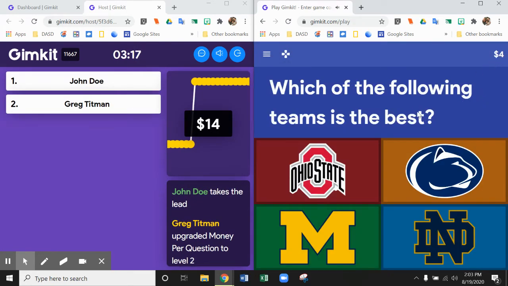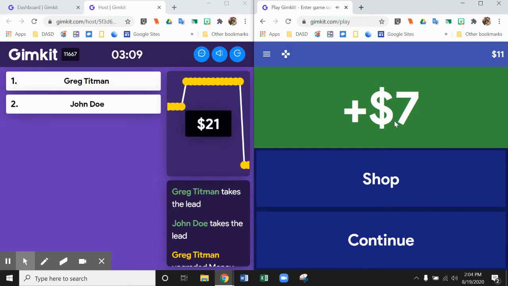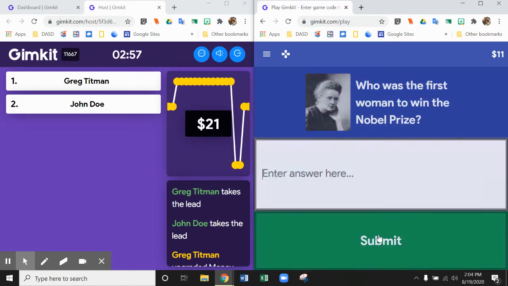But you'll notice this time when I answer the question correctly, which of the following teams is best? That's Penn State. Now I got $7. So it's kind of like a give and take. You have to spend money to make money, as they sort of say, right? So you have to spend the money you accrue to purchase those power-ups, but if you purchase them and use the money wisely, you can actually earn a lot of money a lot quicker. So let me answer a couple more here quickly.